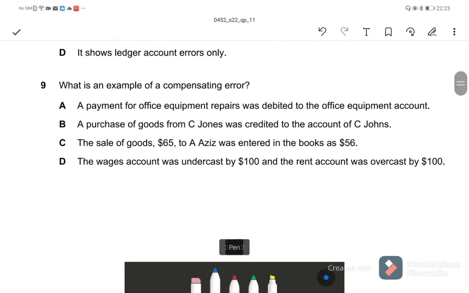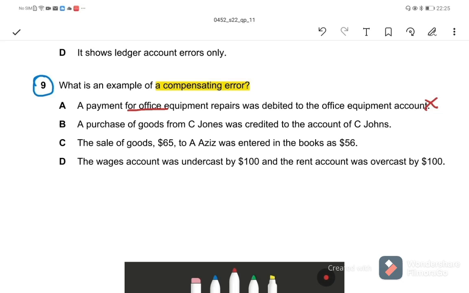Question number 9. What is an example of a compensating error? What do you mean by compensating error? Compensating error means one error will be cancelled by another error. Here the options are, a payment for office equipment repairs was debited to the office equipment account. This is not a compensating error. This is one error. They are entered to the office equipment account.